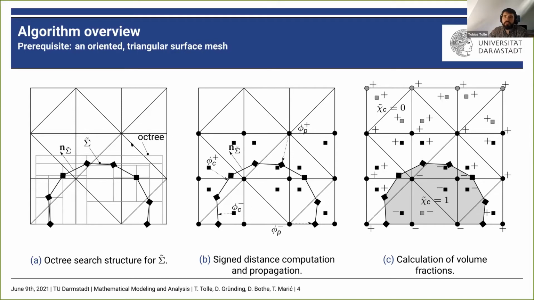This octree is used to efficiently find, for mesh points, the closest point on the surface mesh. In the second step, we use this search structure to actually find the closest points to the interface and compute signed distances, and also to propagate this information from the vicinity of the interface to the bulk. So if one is interested in signed distances, one can just stop after this step B. But if volume fractions are what is required, then in the third step, we use the signed distances to actually compute the volume fractions in the cells.